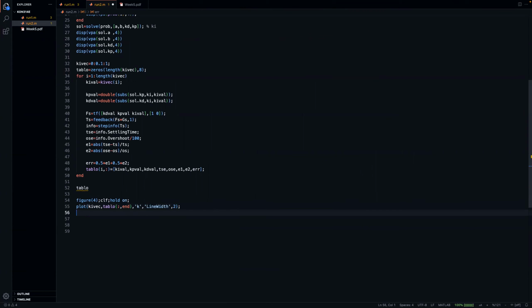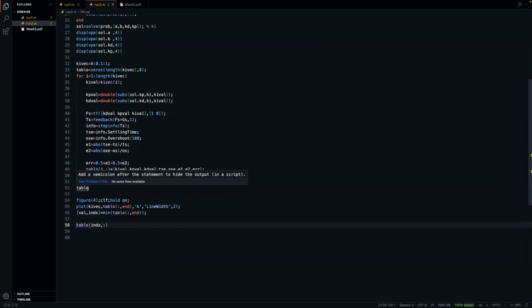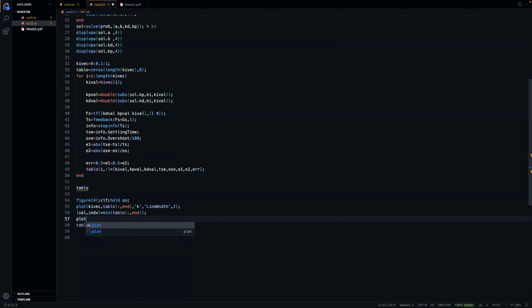So what I still can do now, because I'm looking for the minimum value, is call the minimum function of MATLAB on this last column here, and it would provide me the value and the index where this happens. This index here will give me basically the row that I'm interested in. So index comma all. So this is basically the optimal row that I'm interested in. And this is the whole table. So that's it basically.